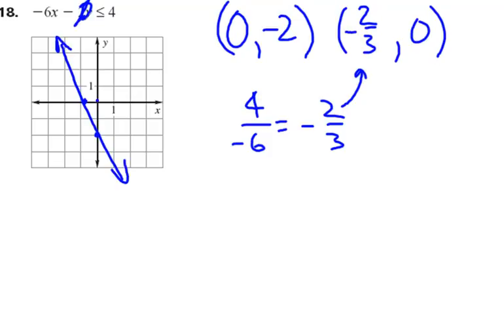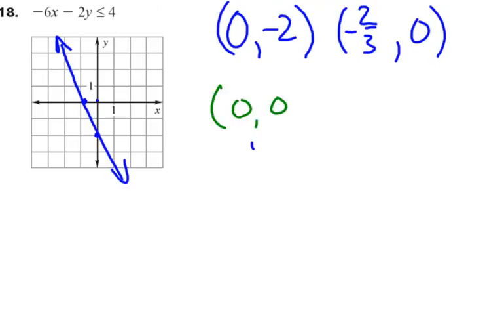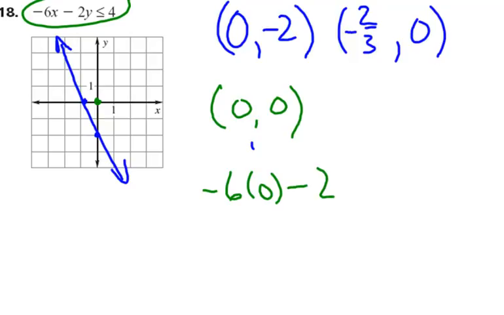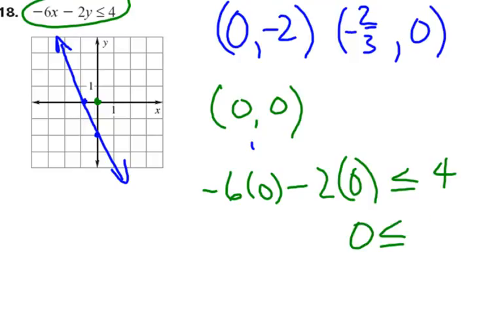Now, this is a solid line because it's a less than or equal to sign. And now I've got to shade. So what I'm going to do is pick a test point or a lattice point. And I'm going to ask the question, is this point a solution to this or not? I'm going to always use (0, 0) unless (0, 0) is on the line. So when I plug it in, I'm going to get negative 6 times 0 minus 2 times 0 is less than or equal to 4. And when I do this out, I'm going to get 0 is less than or equal to 4. And that is true.